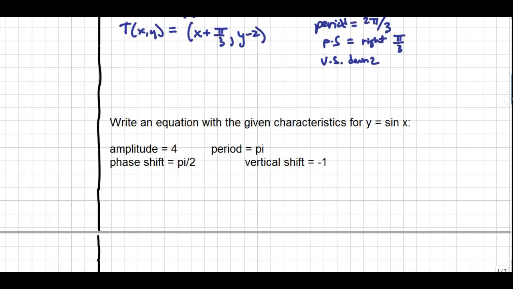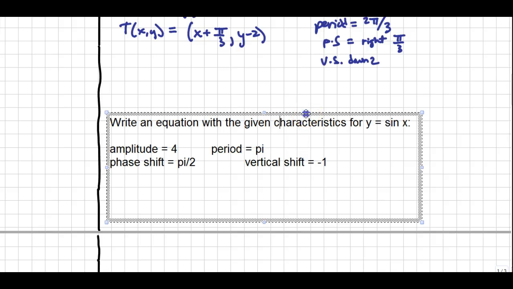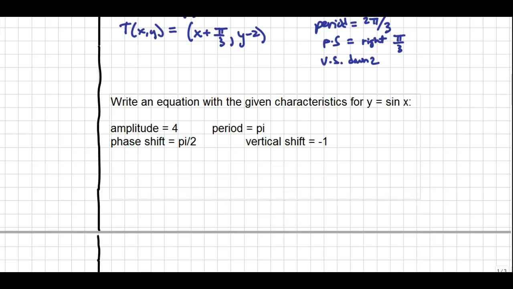Another type of question that students might come across is like the ones we've done and like the one that we're about to do. This one gives you pieces of information and now you have to write the equation. So if you think about it, the amplitude is the b value. So that one is ready to go.